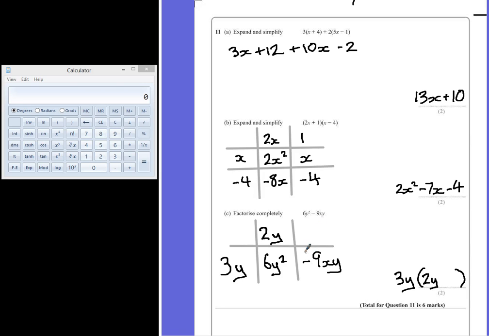Next, we've got a negative number, so we're going to end up with a negative inside this bracket. So if we assume that the negative is here, we're going to have 3 times 3 to get the 9, and 3y times y times x will give us the xy, so that has to be 3x. So inside your bracket you would have 2y minus 3x. 2 and 3 don't have another common factor, y and x are both different, so that is fully factorised.